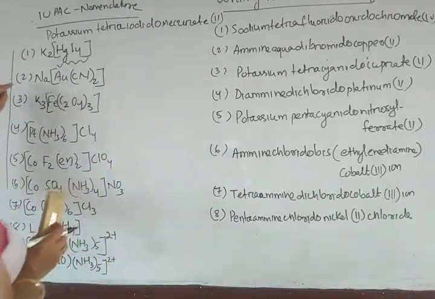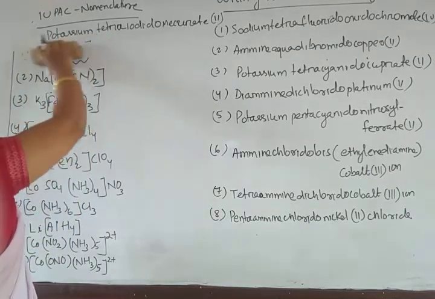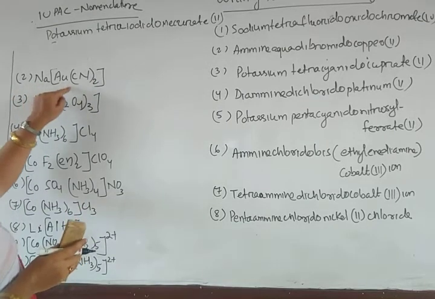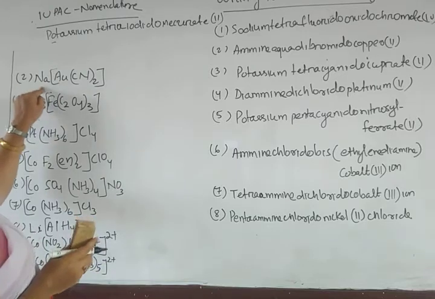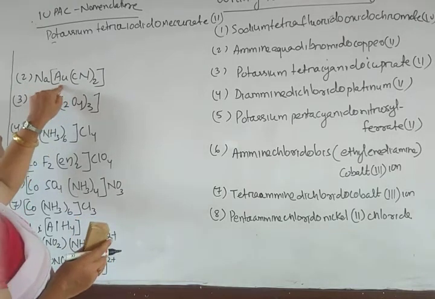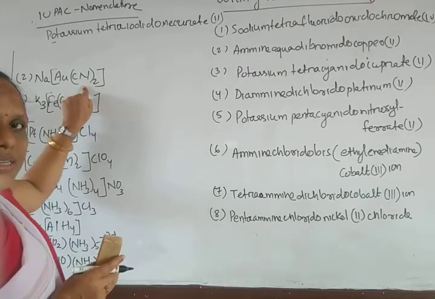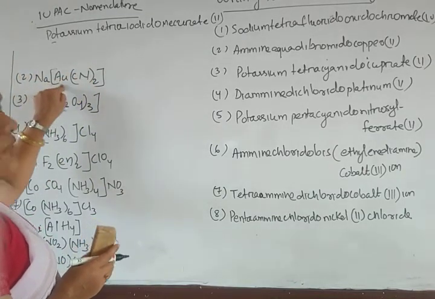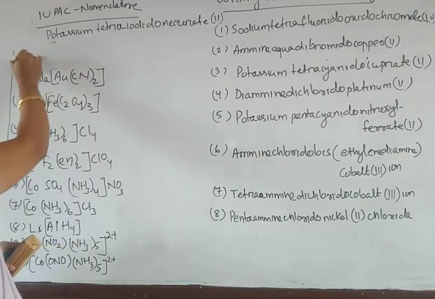Okay, next come to the name of this compound. NaAu(CN)2. This is also a complex part, and this is sodium. Sodium has +1. So first find the oxidation number of Au. That is +1, and cyanide has charge -1. One cyanide, two cyanide, -2. In this way you have to find the oxidation number. So the name of this compound is sodium.